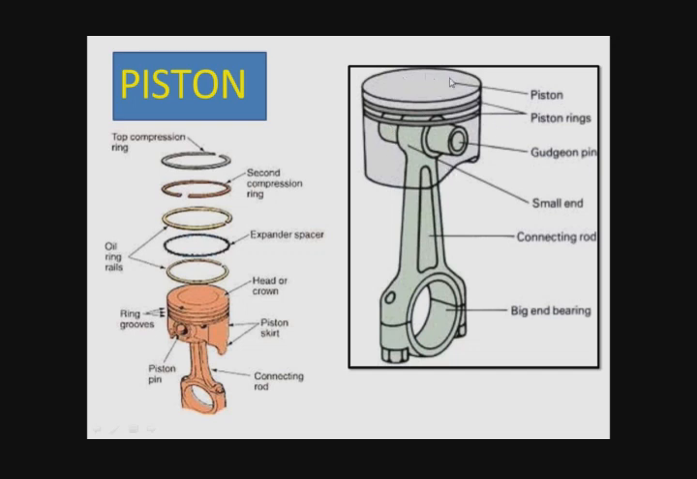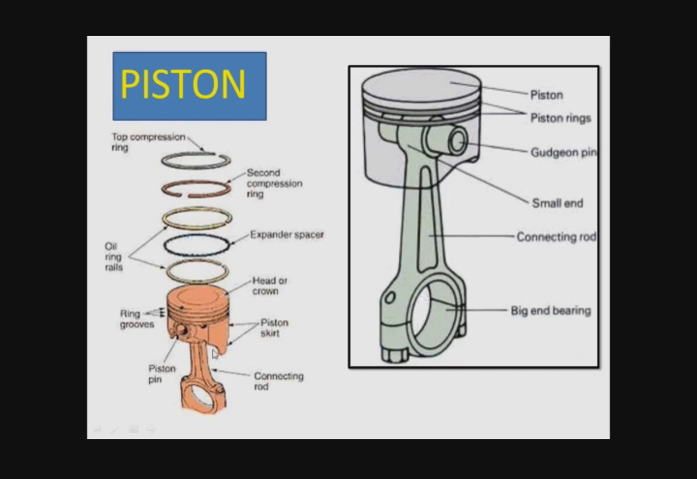So you can see here, this is the head of the piston, and this piston will reciprocate inside the cylinder. It is connected to the connecting rod. So this is called the connecting rod. It is connected to the connecting rod by using the pin. So you can see here, this is called the gudgeon pin. Sometimes it is also called the piston pin. This is called the small end of the connecting rod, and this is called the big end of the connecting rod.